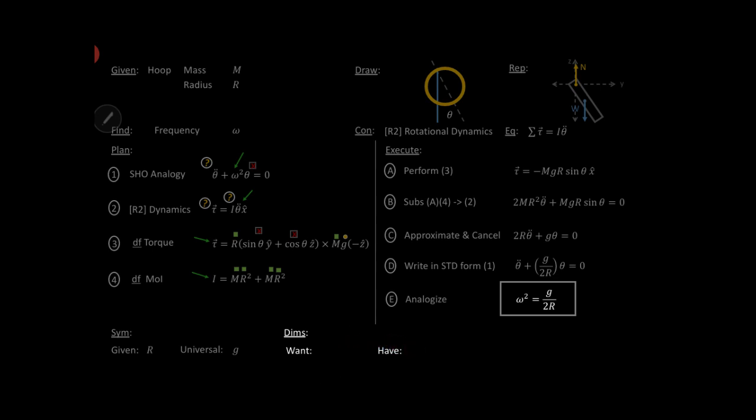Okay, let's see. Dimensions. Well, the dimensions of omega squared, which is what I've got there, is t to the minus 2. And here we have the dimensions of g over r are equal to the dimensions of g divided by the dimensions of r. So that's L t to the minus 2 times L to the minus 1, which is t to the minus 2. Okay, so they check out. Checkity check, check. Everything's good.